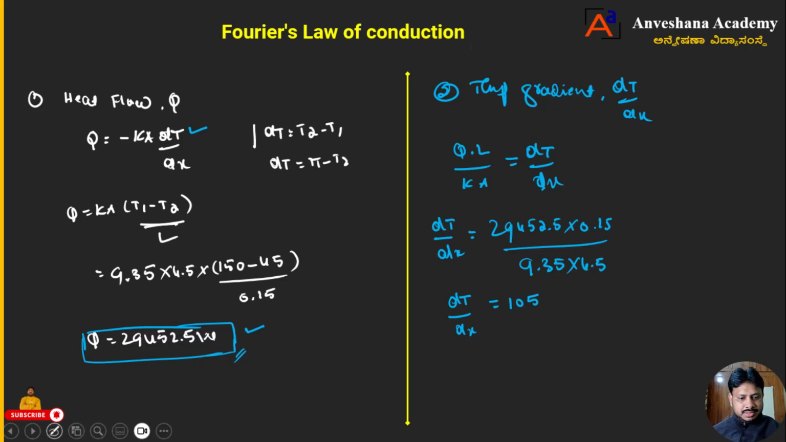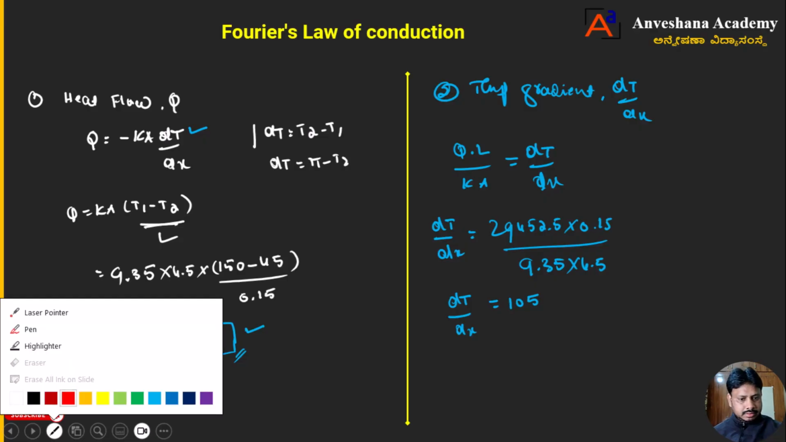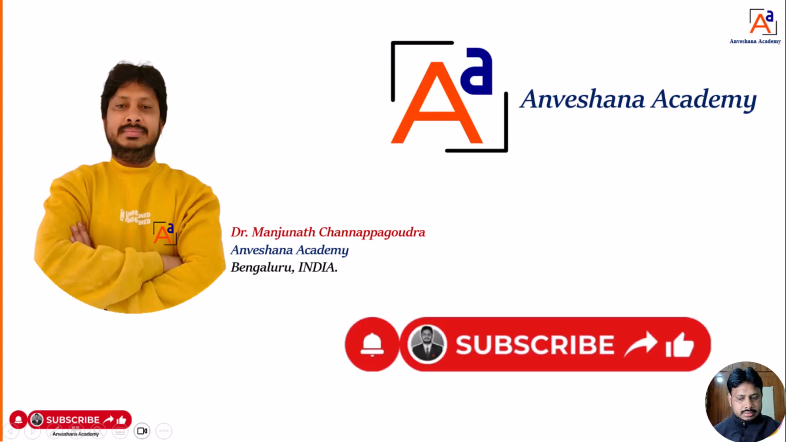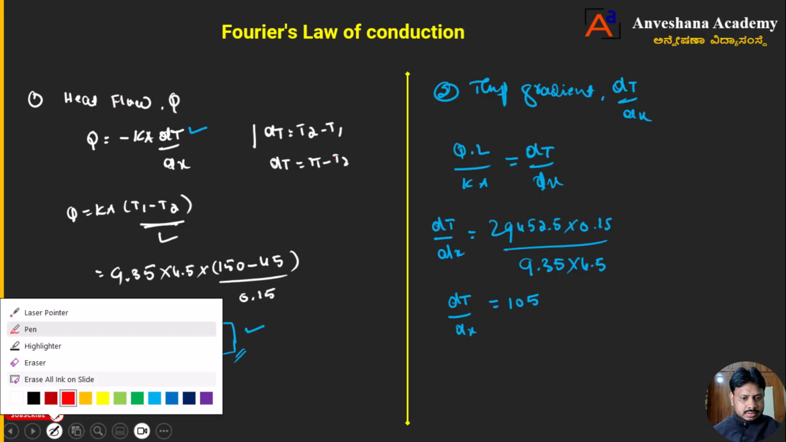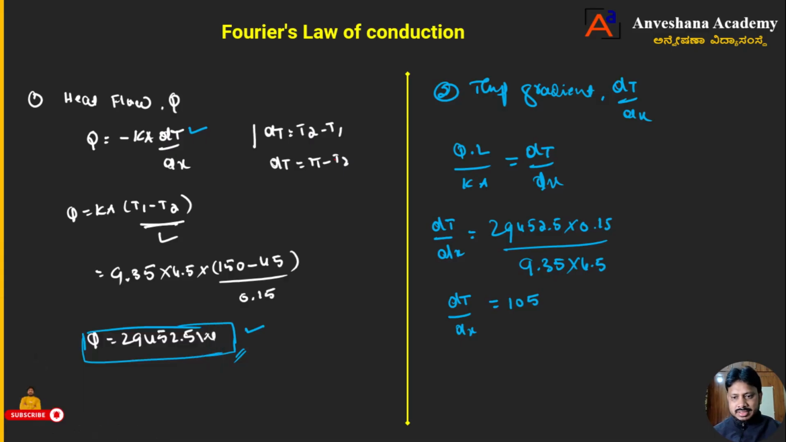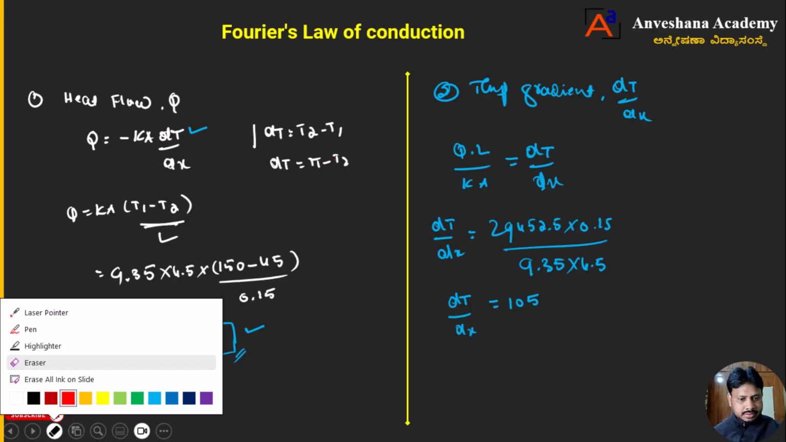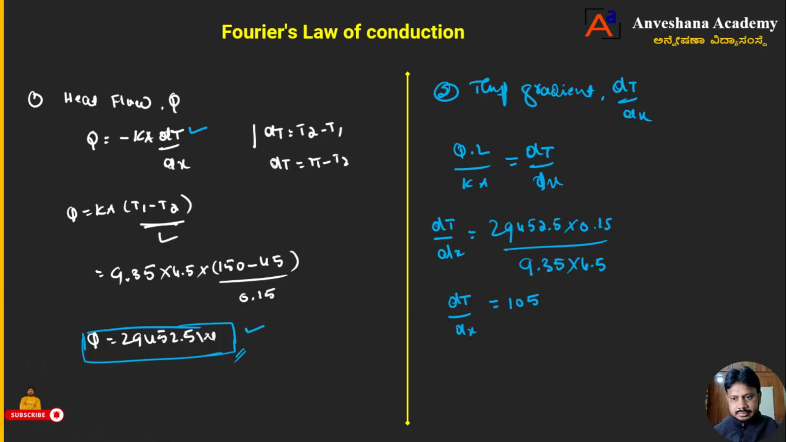Dear students, you can observe here I have made a small mistake now. What is that mistake? You can see here. Okay, dear students, I have written it wrong here. dT by dx is nothing but, I should not consider Q L here. So hence it is wrong.